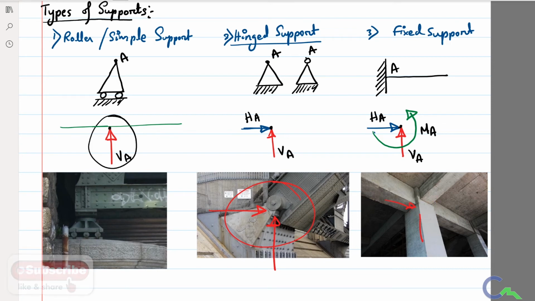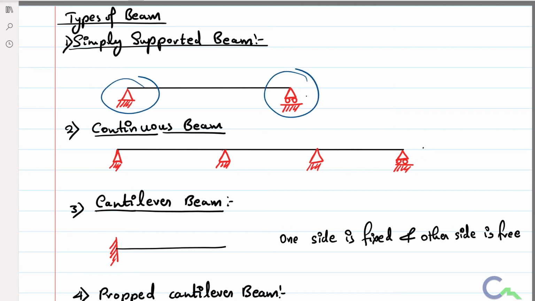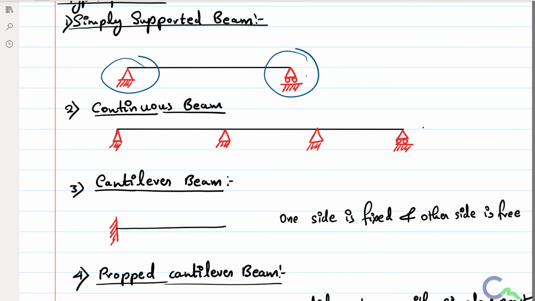Now I am going to explain different types of beam. The first one is simply supported beam. As you see in the figure, one beam is supported by two supports, that is simple support. Then continuous beam: the support to support distance is known as span. If the beam has more than one span, it is known as continuous beam.